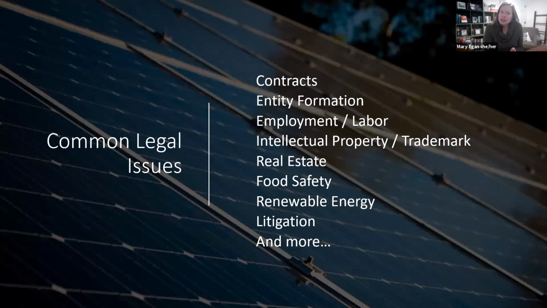So some common legal issues that farmers come to us with are contracts. So it could be a contract between you and a business partner. A lease is also considered a contract. Let's say you need someone to review your land lease, you can totally come to us to get an attorney to review that land lease with you so that you know exactly what's in it and potentially help you negotiate if it doesn't quite agree with your situation.